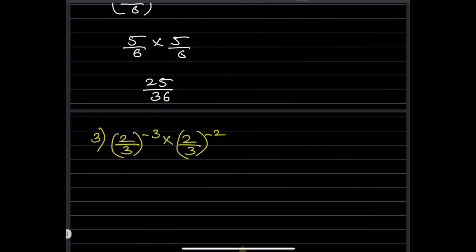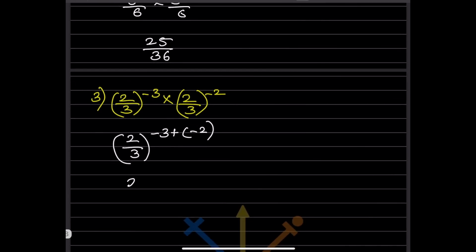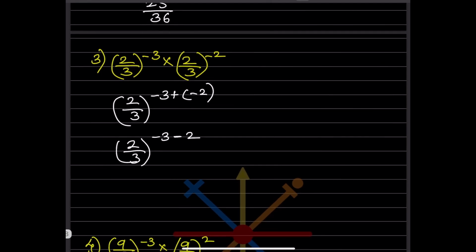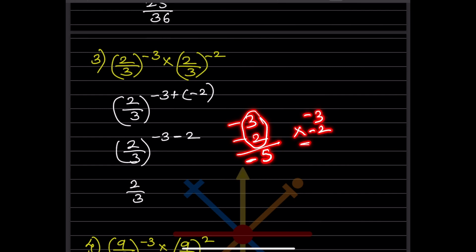So the next one, again you can see the base is the same. So you are going to add the exponents. So that is going to be minus 3 plus or minus 2. So here 2 by 3 minus 3, plus minus is going to be minus. So here 2 by 3 minus 3 minus 2. Whenever it is like this, we are going to add, but the sign remains the same. But when it is multiplication, this becomes positive. So that is going to be 6. So here this is going to be minus 5.